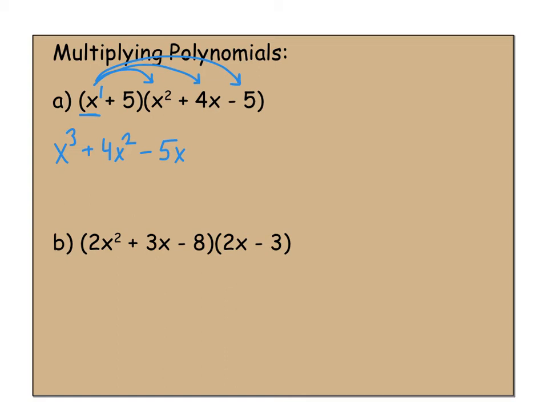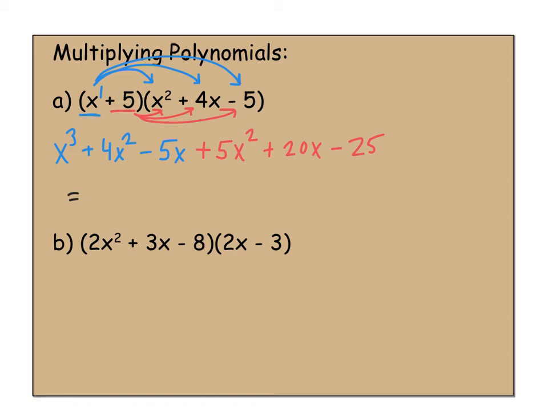And then we move on and we now distribute the 5 to each of these terms as well. Okay, so we're going to do the 5 times x squared, which would be plus 5x squared. The positive 5 times the positive 4x would become a plus 20x. And the positive 5 times the negative 5 is a minus 25. And then we can simplify, treat it like an addition problem, combine the like terms.